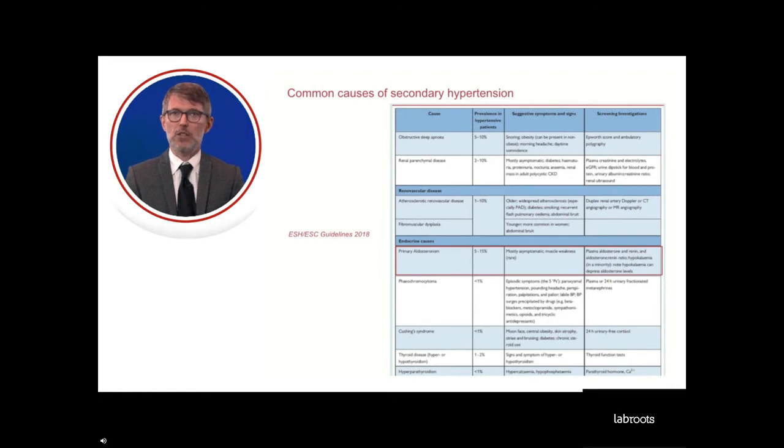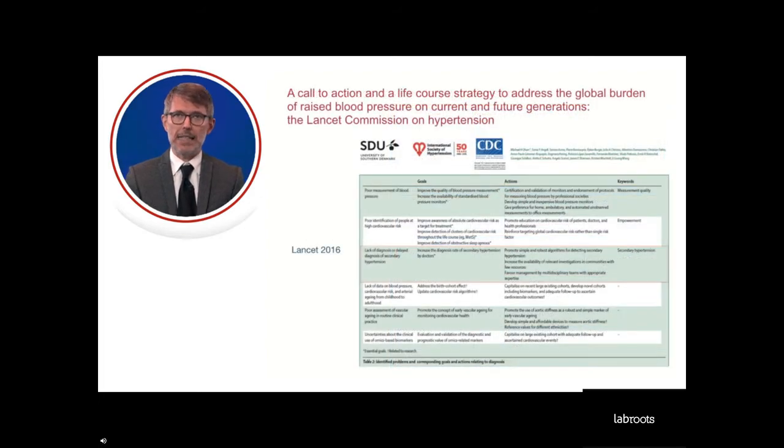The European Society of Hypertension and European Society of Cardiology Guidelines of 2018 finally recognized that primary aldosteronism is a frequent cause of secondary hypertension. And the Lancet Commission in 2016 identified the lack or delayed diagnosis of primary aldosteronism, or in general of secondary hypertension, as one of the key factors that are associated with low blood pressure control around the world.